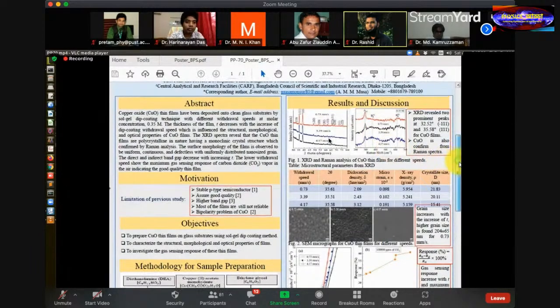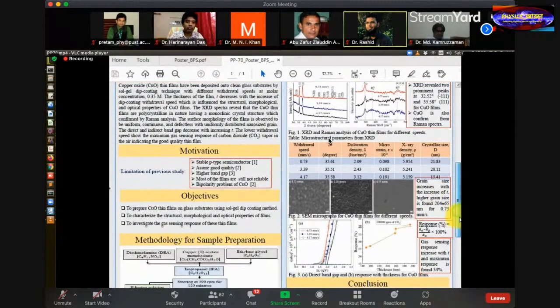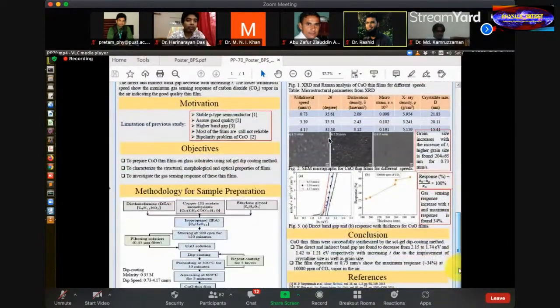And we have higher crystalline size and higher grain size with the lower Woodall speed, which is 0.70 millimeter per second, and the higher crystalline size is 21.83, and the higher grain size is 204 plus minus 65 nanometer. And higher gas sensing response is found when the flame thickness is high, which is 34%, found for 10,000 ppm of carbon dioxide vapor in the air.